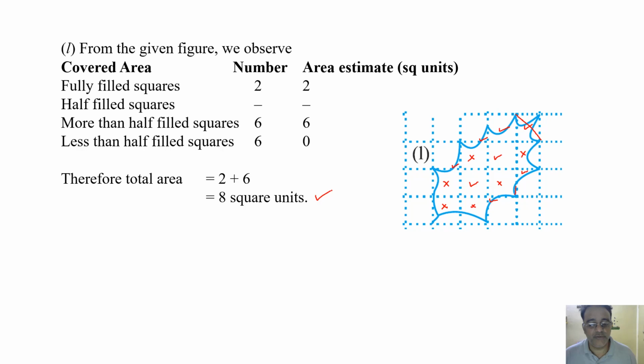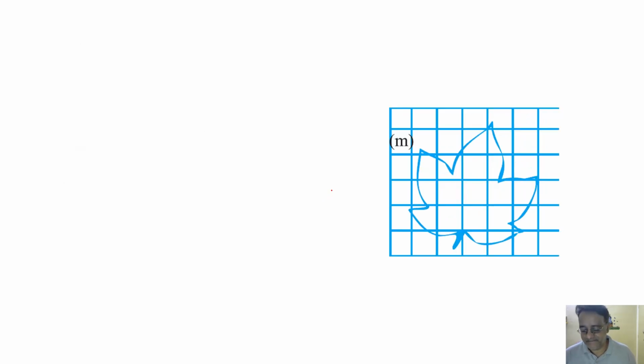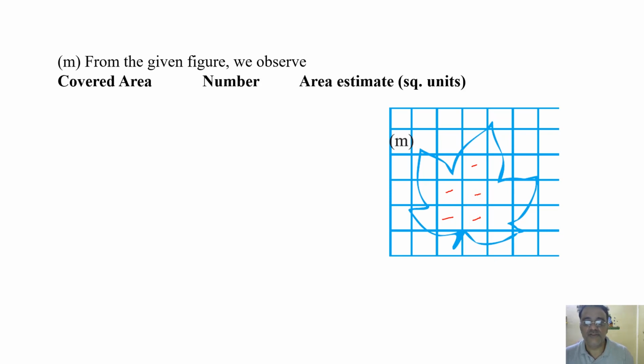So this is L. Now we are moving toward the next bit, M. So here also we are going to make a table, fully filled, half filled, more than half filled and less than half filled. चलो fully filled का देख लेते हैं. 1 2 3 4 5, right. So fully filled is 5 और उसका एरिया हो जाएगा 5 स्क्वायर यूनिट्स. नाउ मोर देन हाफ कितना है देखते हैं. ये भी मोर देन हाफ है, ये लेस देन हाफ, मोर देन हाफ. नहीं, एक भी नहीं है.